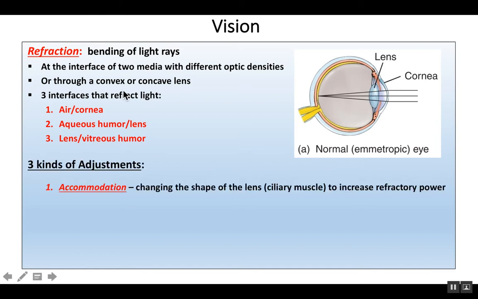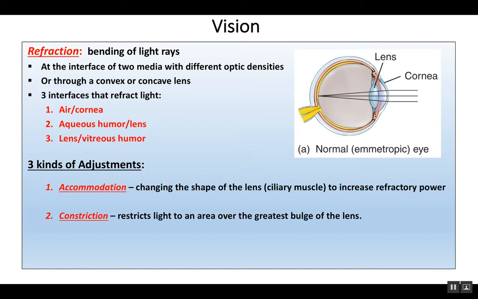Other processes help make adjustments. Accommodation. Accommodation is changing the shape of the lens using your ciliary muscle to increase the refractory power, to bend light more. We have to do this when we view close images. So any image that's closer than 20 feet, we have to adjust the lens in order to increase our refraction.